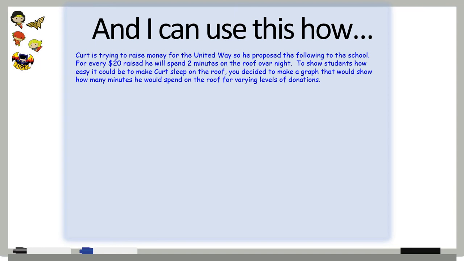Okay, so taking a look at this is a little different. So what are they asking you to do? They're asking you to make a graph that would show how many minutes he would spend on the roof for varying levels of donations. So varying levels is kind of important here. So you're doing different amounts of donations. And it's important to know that every $20 gets 2 minutes.